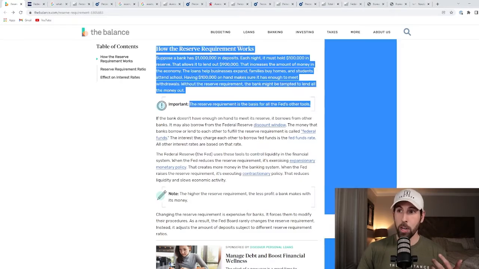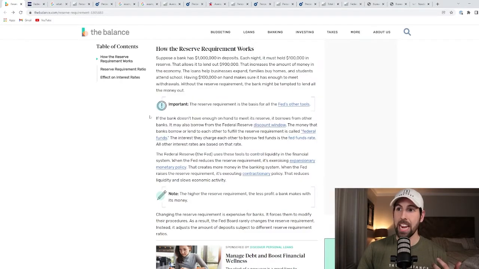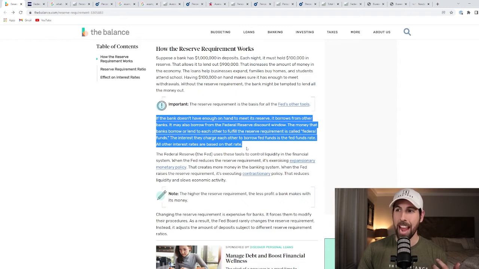So here's what happens next. If the bank doesn't have enough on hand to meet its reserves, it borrows from another bank, right? It may also borrow from the Federal Reserve discount window. The money that banks borrow or lend to each other to fulfill the reserve requirement is called the federal funds rate, okay? The interest they charge each other to borrow Fed funds is the federal funds rate. All other interest rates are based on that rate.